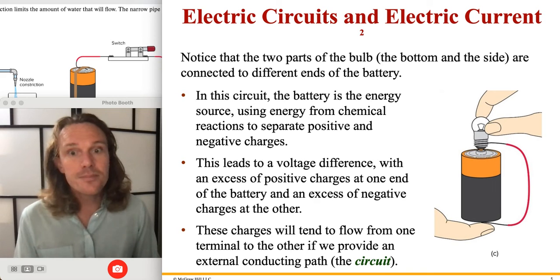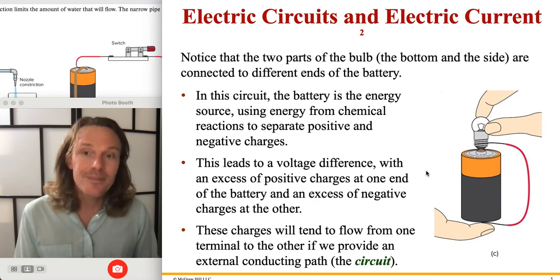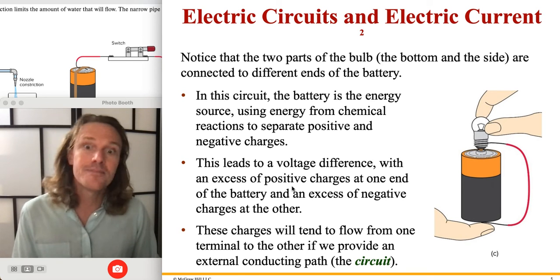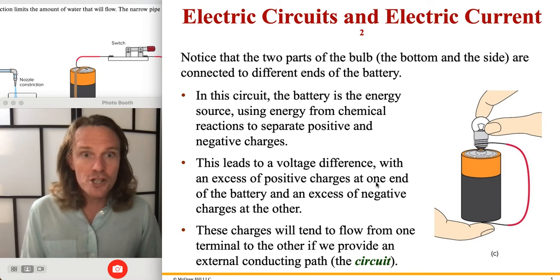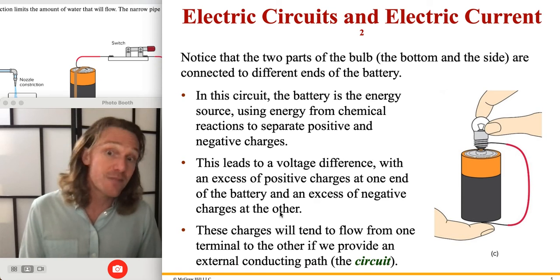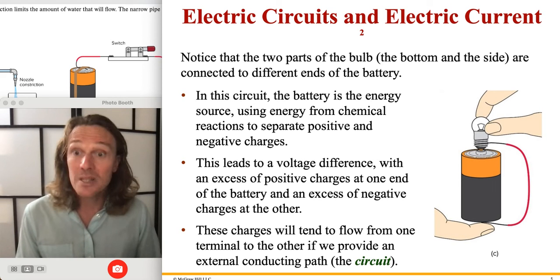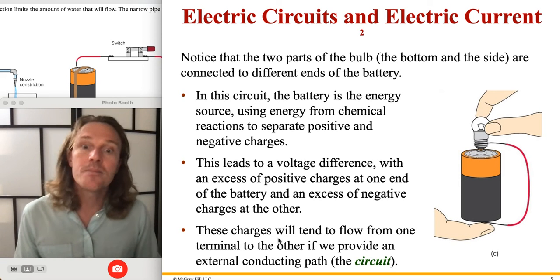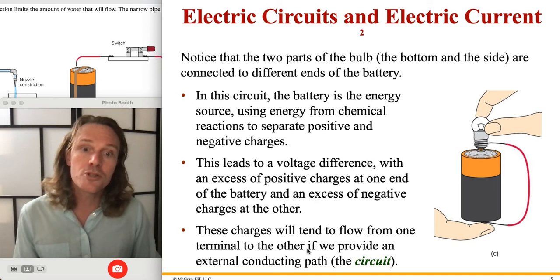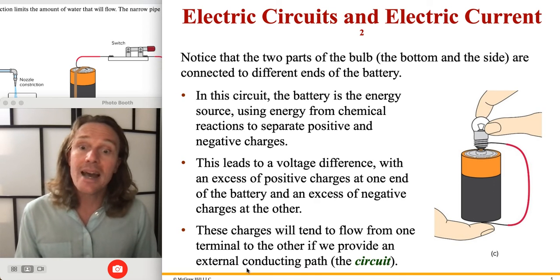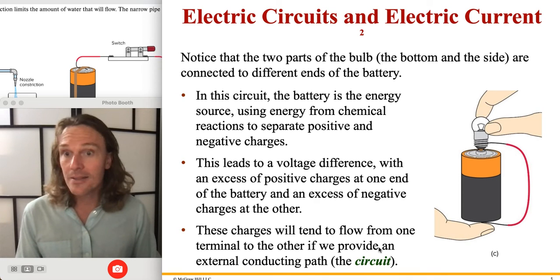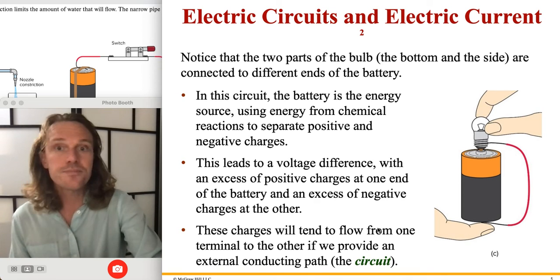Volts. All right, so voltage difference, read potential energy, with an excess of positive charges at one end of the battery and an excess of negative charges at the other. Great, right? You're holding them apart, they want to come together. You can release them, release that energy. These charges will tend to flow from one terminal to the other if we provide an external conducting path, the circuit.